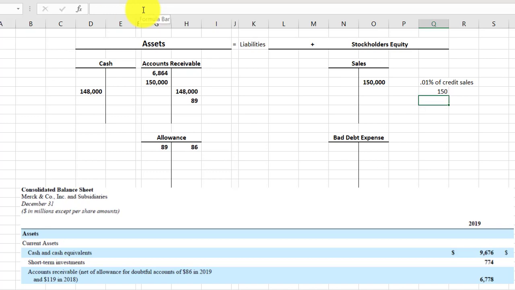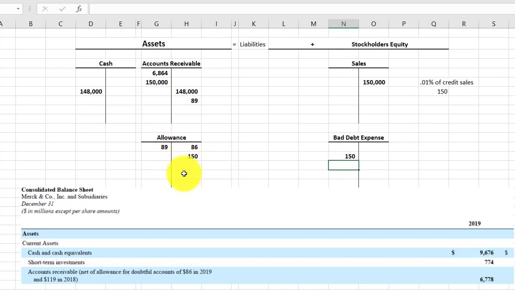150. We can live with that. All right. So that 150 would simply be a credit to the allowance and a debit to bad debt expense. Done. Okay? So we just need to know what the credit sales are. We need to know what the percentage is. We make the journal entry.